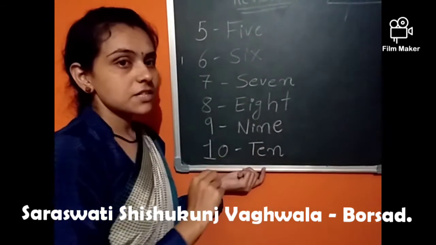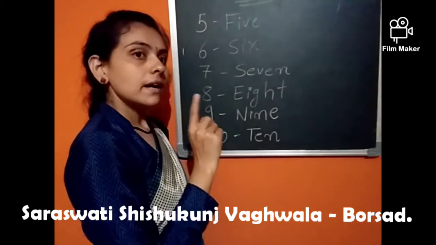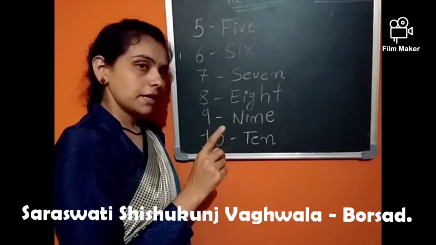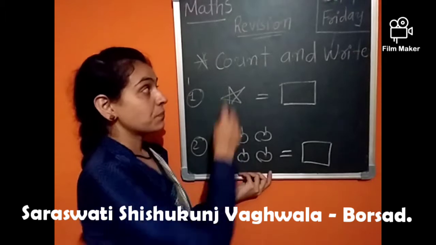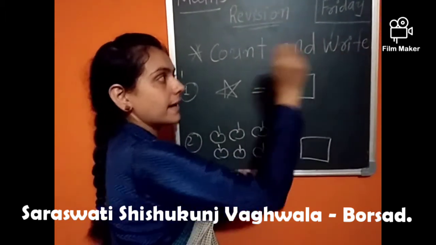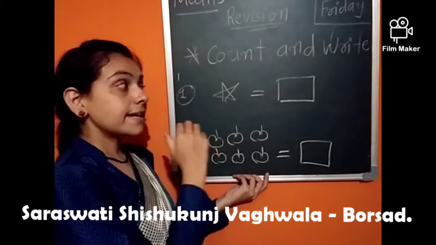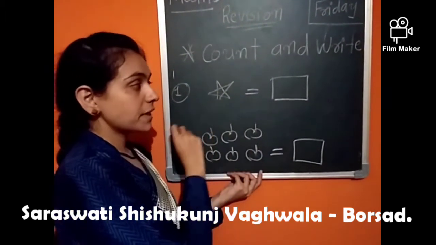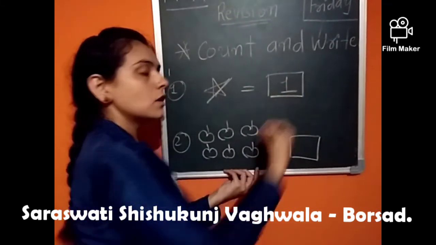So what have we studied, students? 0 to 10 numbers and their number names. These number names you have to learn by heart. Okay. Now what do you have to study? Count and write, right? You have to count the objects, how many, then write the number here. See the first one. Here how many stars? 1. So you have to write 1 here.